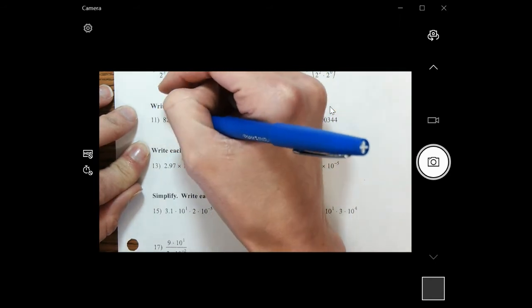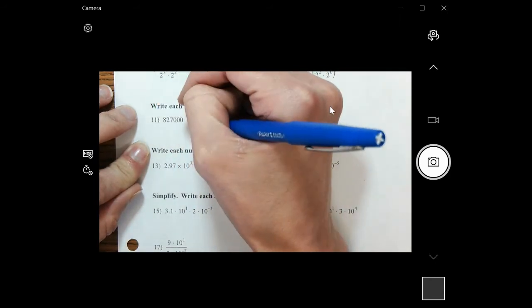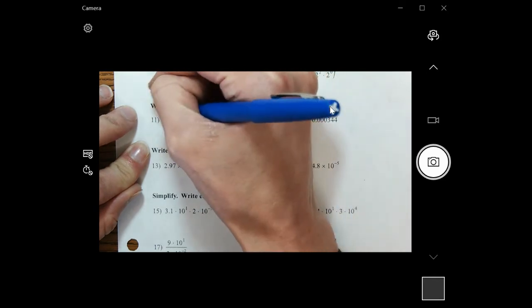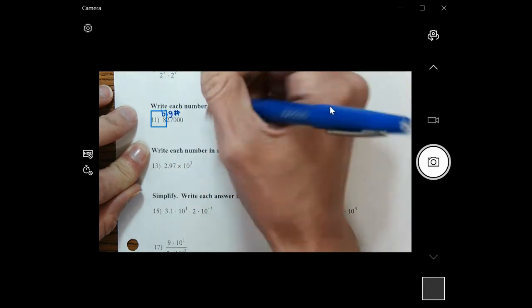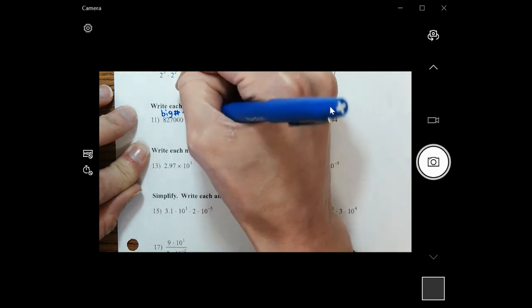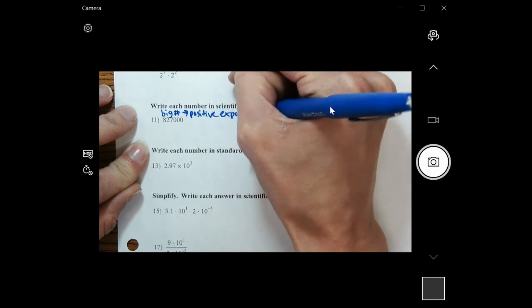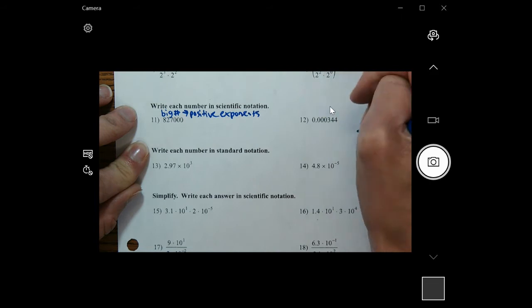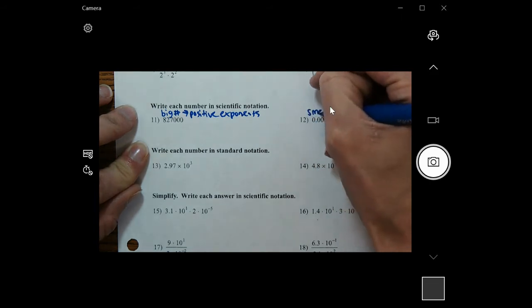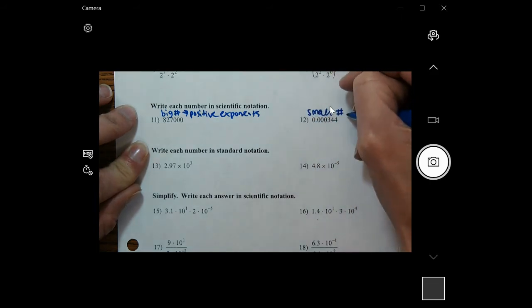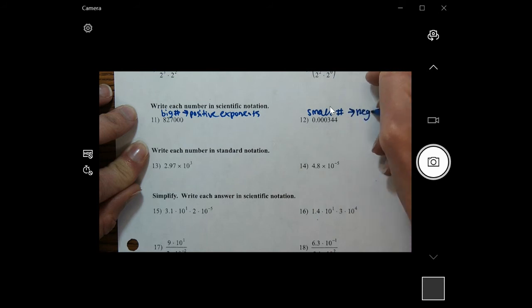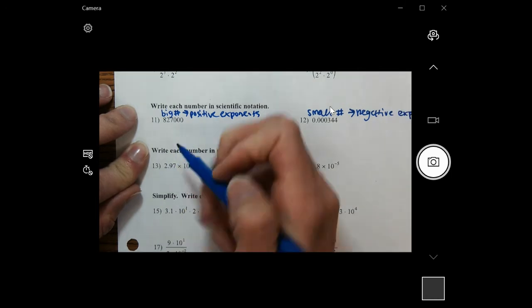So if we have 827,000, this is a big number. Okay, and big numbers are going to have positive exponents. So that means for number 12, where we have a decimal, that's a small number. Small numbers are going to have a negative exponent, I guess.